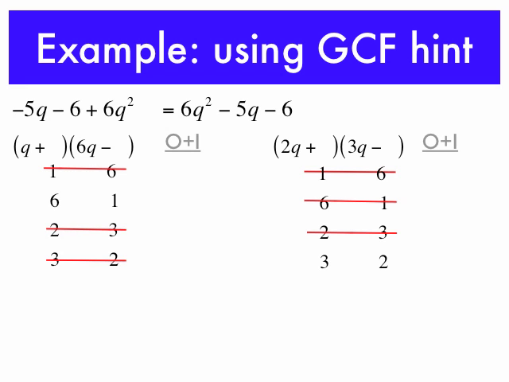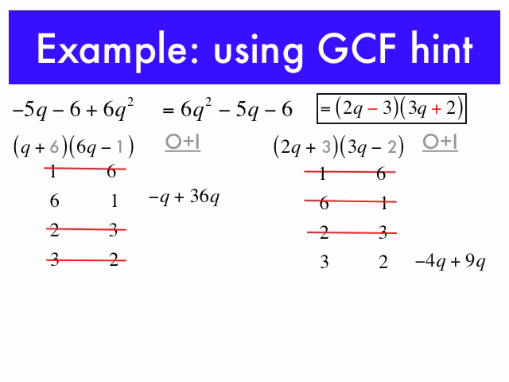So I used to have 8 things that I had to check. Now, I've only got 2. Check 6 and 1, that doesn't work. Check 3 and 2, that works except for the sign, and I'm done a lot faster.